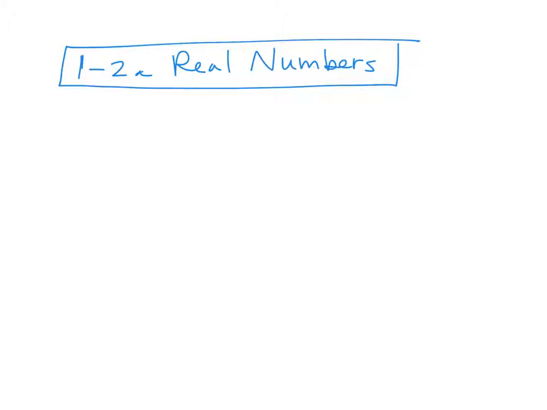Yeah? What happened to 1-1? We don't do it. It's very basic. I mean, this is very basic too, but not as important to what we need overall. So we start with 1-2. You guys are smart.